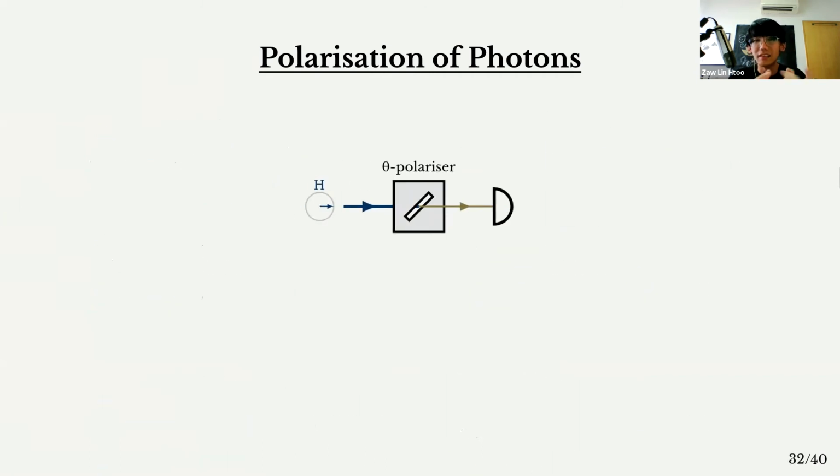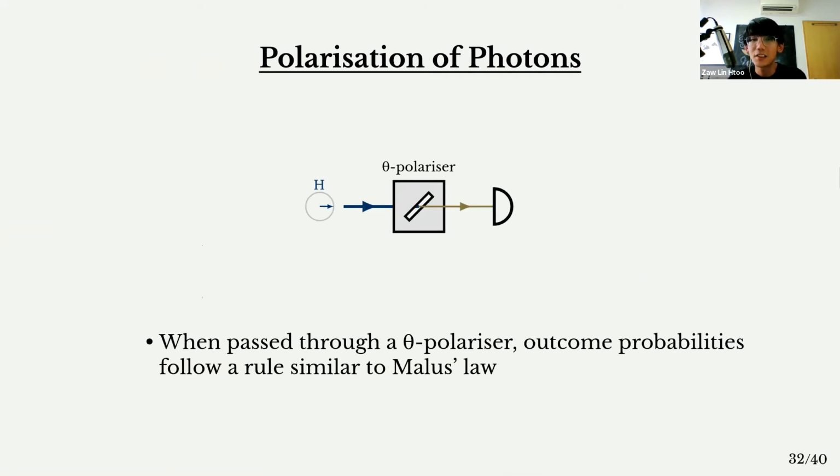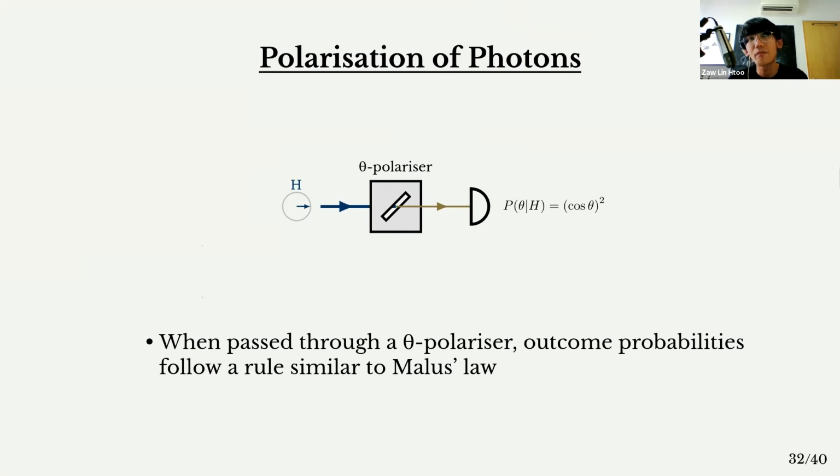Okay, so what happens now if we have a polarizer that is some degree away? Well, if we pass it through a theta polarizer, where theta is the angle between H and the polarization of the polarizer, the outcome probabilities follow a rule similar to Malus law. So if you remember, Malus law says that it's proportional to cosine squared of the angle, and this is what we find. If you pass a H polarized photon state through a theta polarizer, the probability of finding the photon on the other side is cosine squared theta.